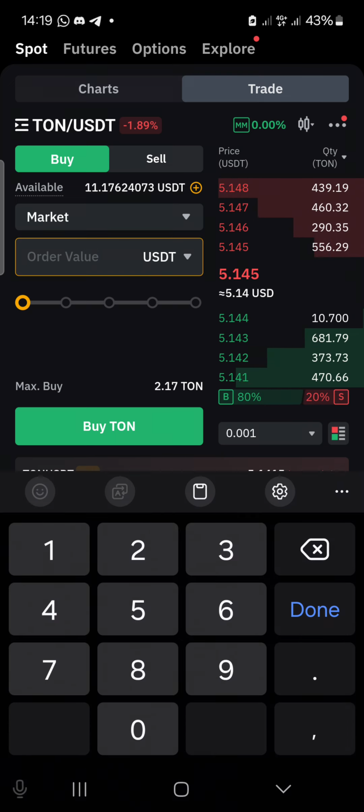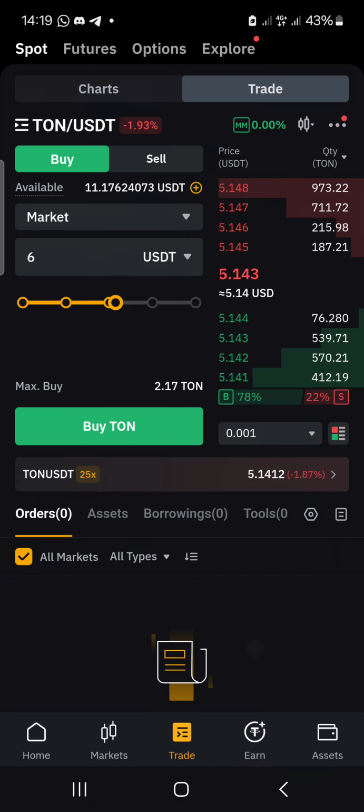Let's say we want to trade with $6. On any exchange, you cannot trade with less than $5. Okay, so we want to buy with $5. We input $6. We input the $6 here. You now hit your buy button.